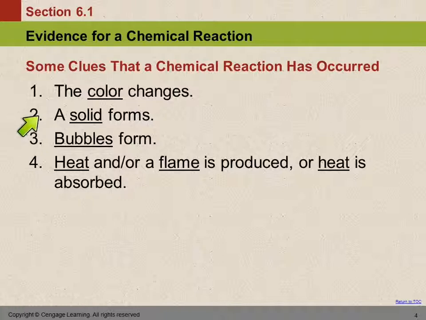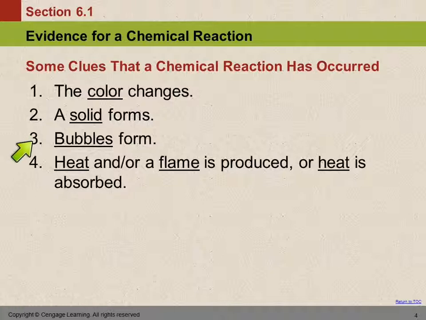Another evidence or clue is that a solid forms. And what we mean here is if we take 2 liquids and we mix them together and a solid forms, that's evidence that a chemical change has occurred. We've created a compound that is not soluble in water, and so it forms a solid. Sometimes it's not obvious that a solid is being formed, but if the solution turns milky or cloudy, why is it cloudy? Why can't you see through it anymore? Because there are little tiny solid particles that have formed. If you wait long enough or use a centrifuge, you can actually get those particles to separate out, and you can see them in the bottom of the test tube.